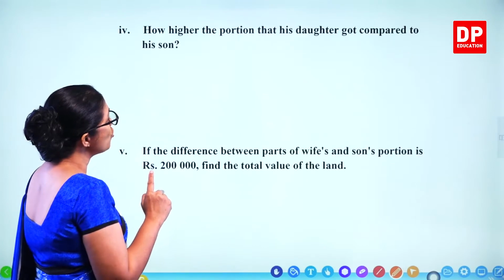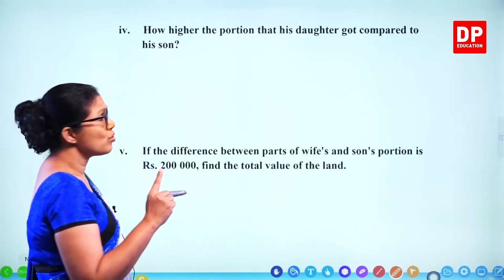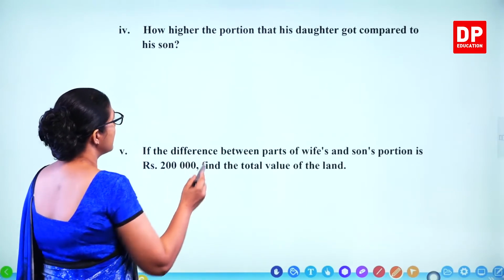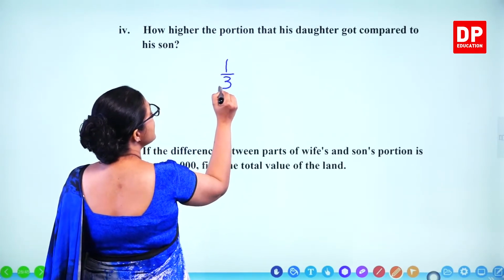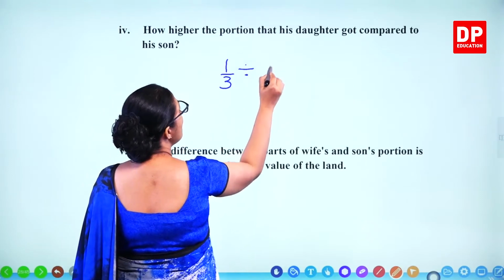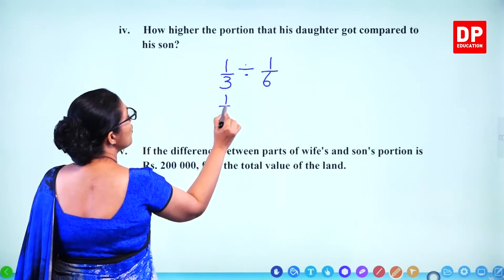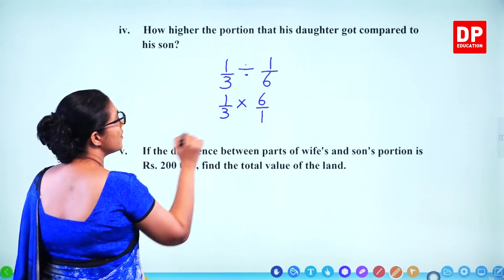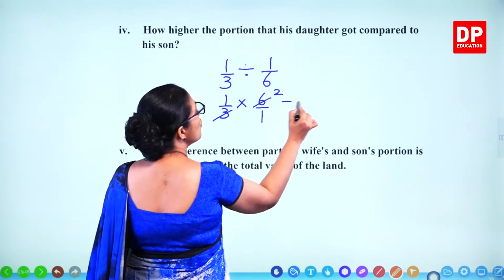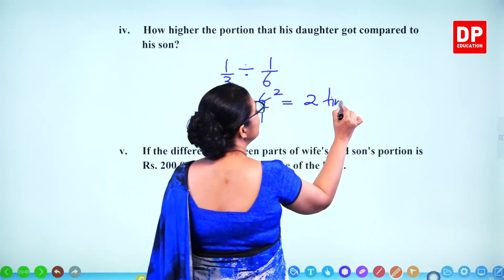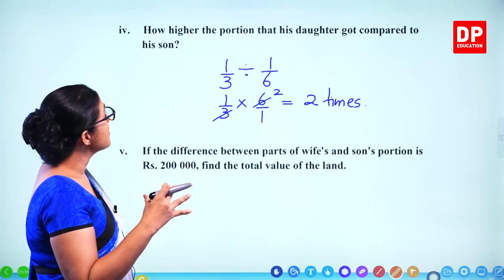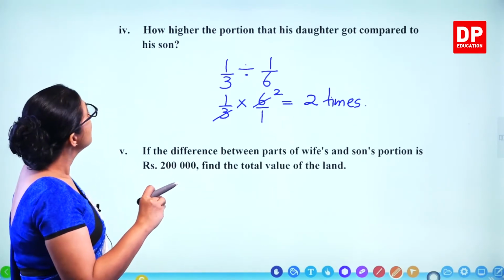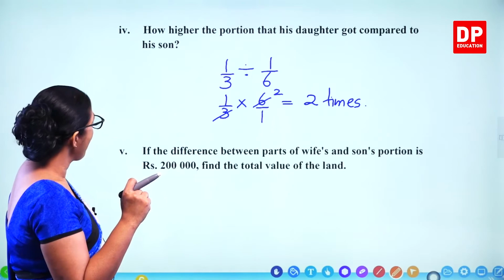How many times higher is the portion that his daughter got compared to his son? So 1/3 and 1/6. So we can divide and see 1/3 divided by 1/6. That means 1/3 multiplied by the reciprocal, 6/1. 3 times 2. So 2 times bigger. Daughter gets a portion that is 2 times bigger than the son's part.